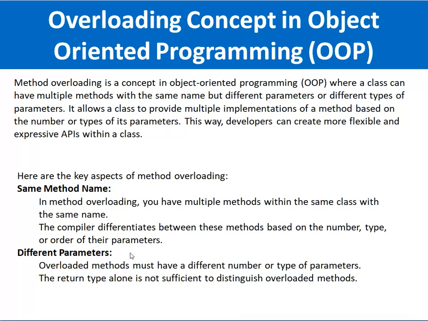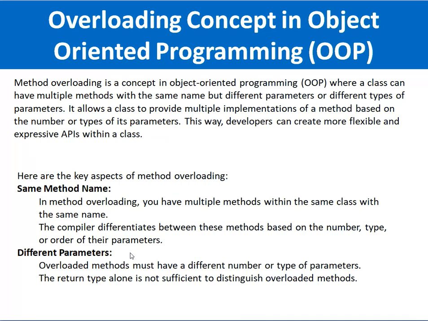Now see, method overloading in object oriented programming means that a class can have multiple methods with the same name but different parameters or different types of parameters. That is called the overloading concept. It allows a class to provide multiple implementations of a method based on the number or types of its parameters.